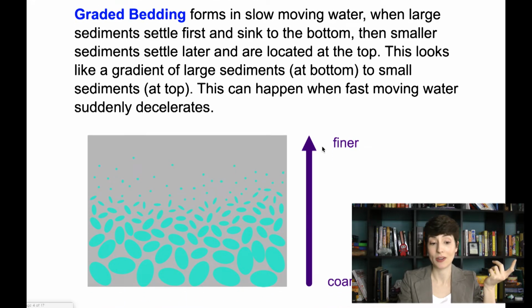The first type of bedding we're going to talk about is graded bedding. So it forms in slow-moving water. Whenever we have water, there are a lot of different sizes of sediment that can be transported. We can have large pebbly sediment, we can have medium silt-sized sediment, and we can have tiny, tiny little particles that are transported in the water as well. And they're transported to varying degrees. Obviously, it's going to be harder to push along a big pebble than it is to transport a tiny little clay sediment in a stream or a river.